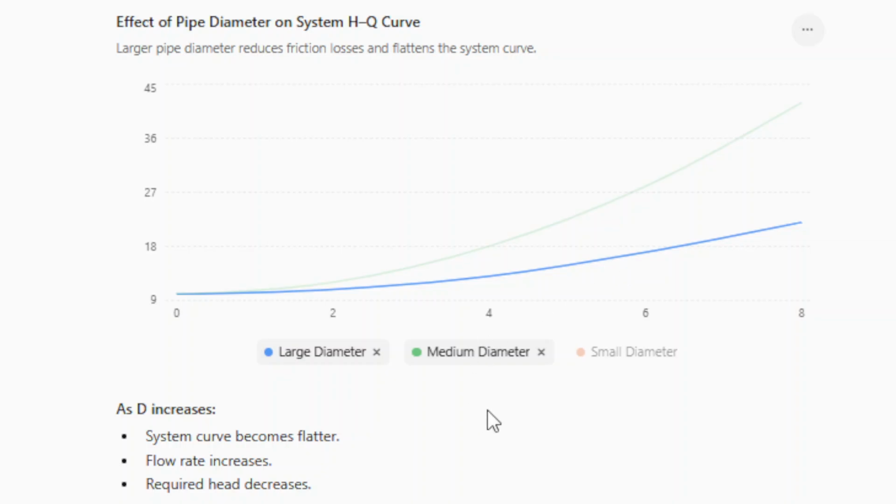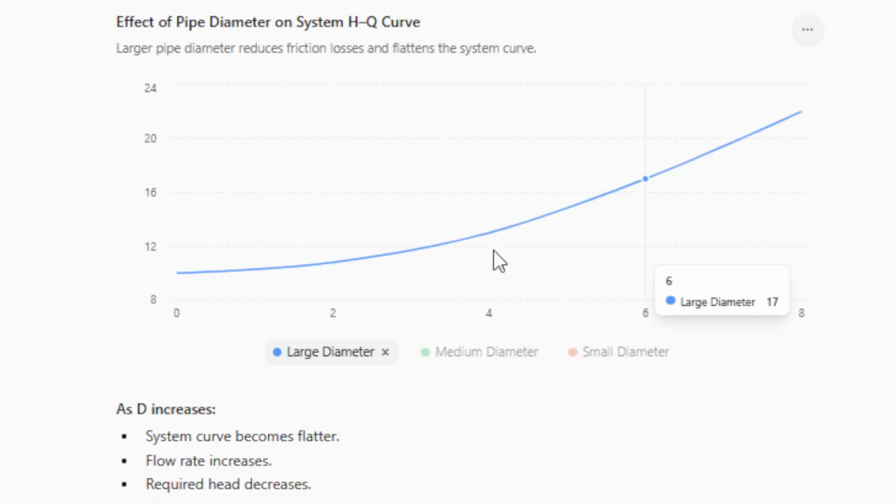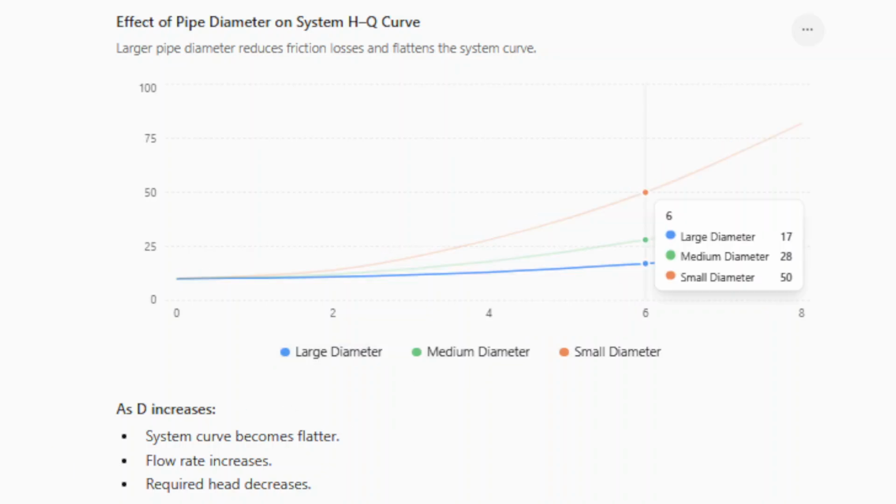If we compare all three curves at the same flow rate, the required head is lowest for the large diameter pipe, higher for the medium diameter pipe, and highest for the small diameter pipe. Therefore, we can conclude that increasing the pipe diameter reduces friction losses and makes the system HQ curve flatter. In simple terms, a larger pipe diameter requires less head to deliver the same flow rate, whereas a smaller pipe diameter requires more head.